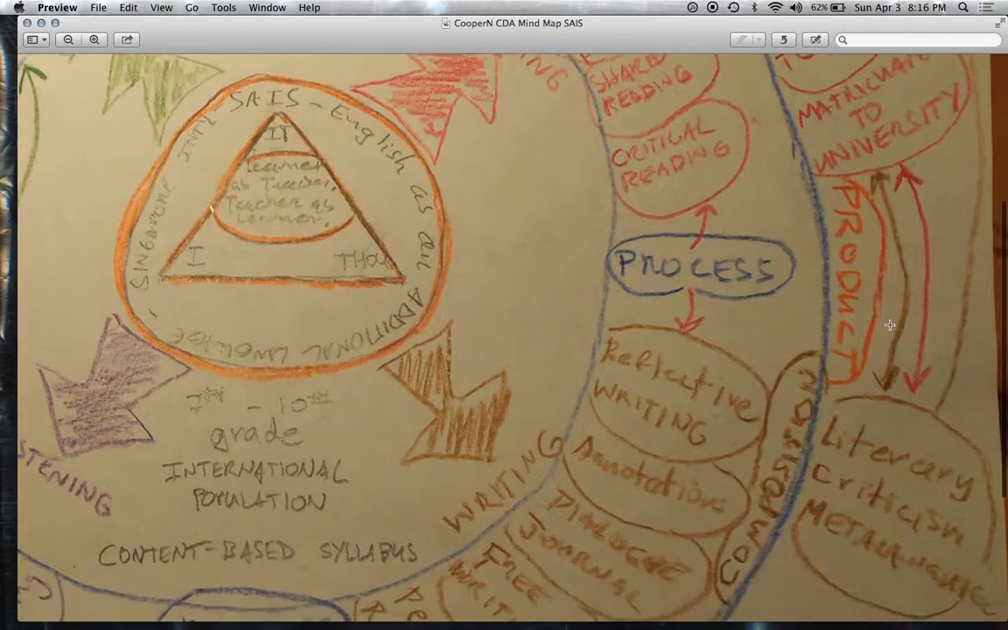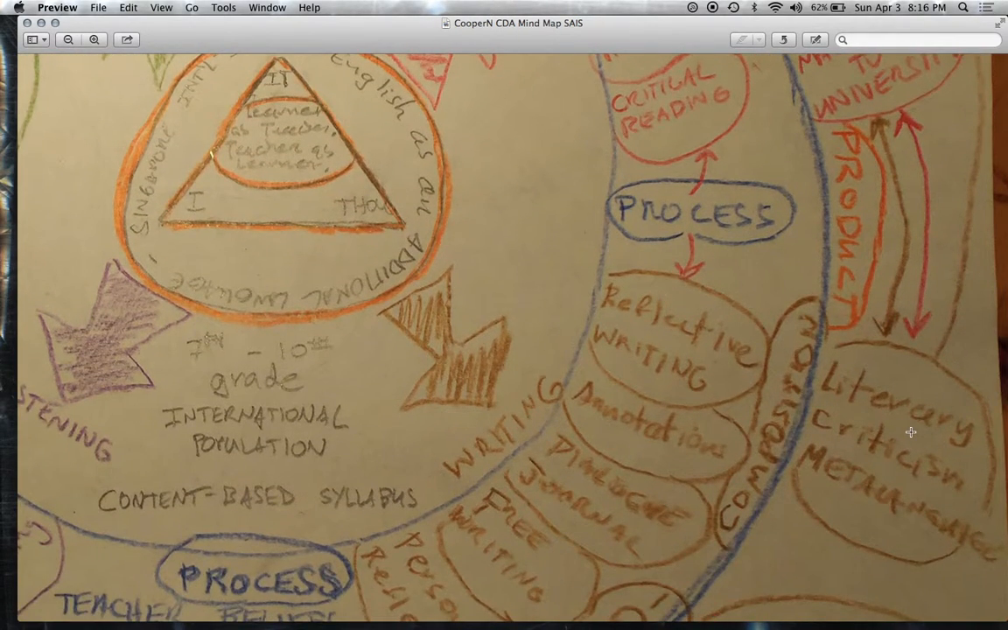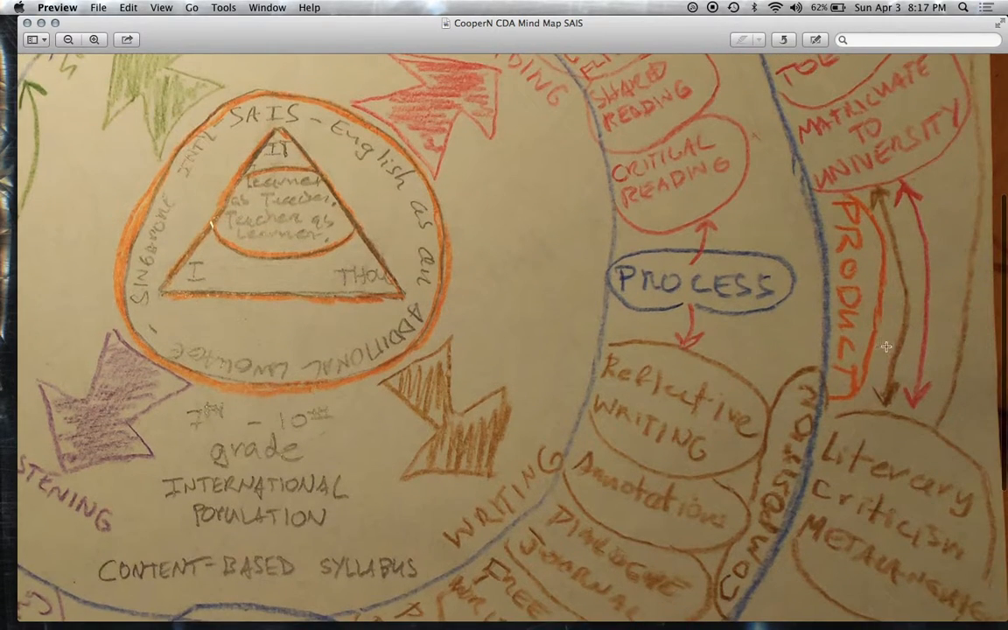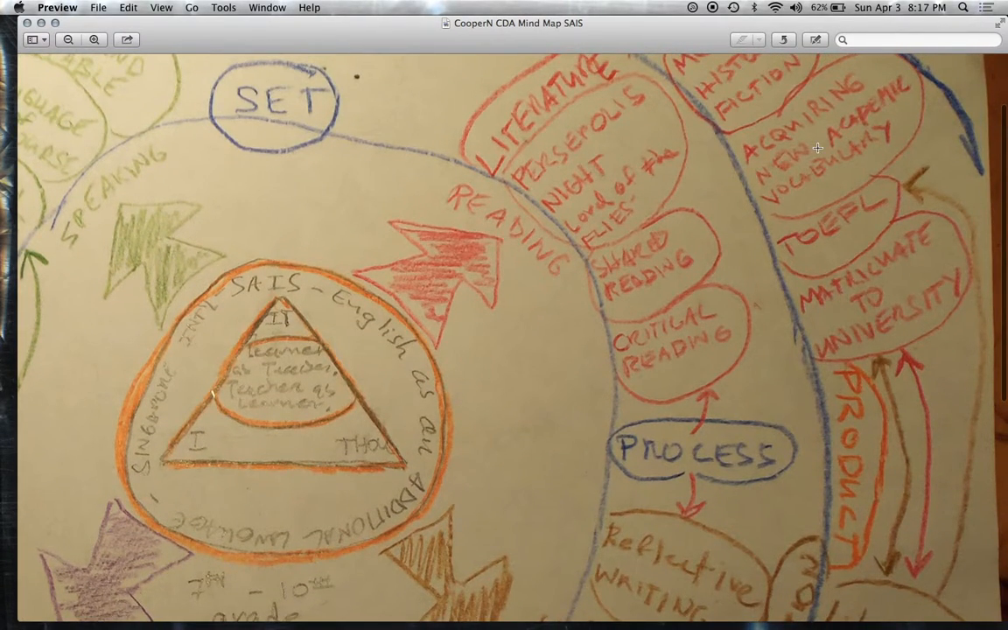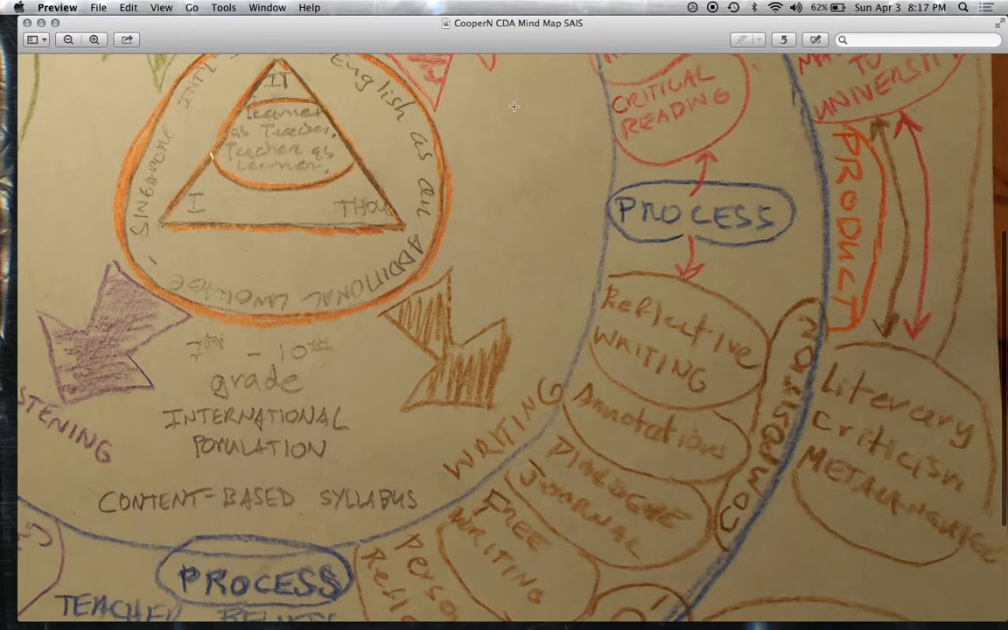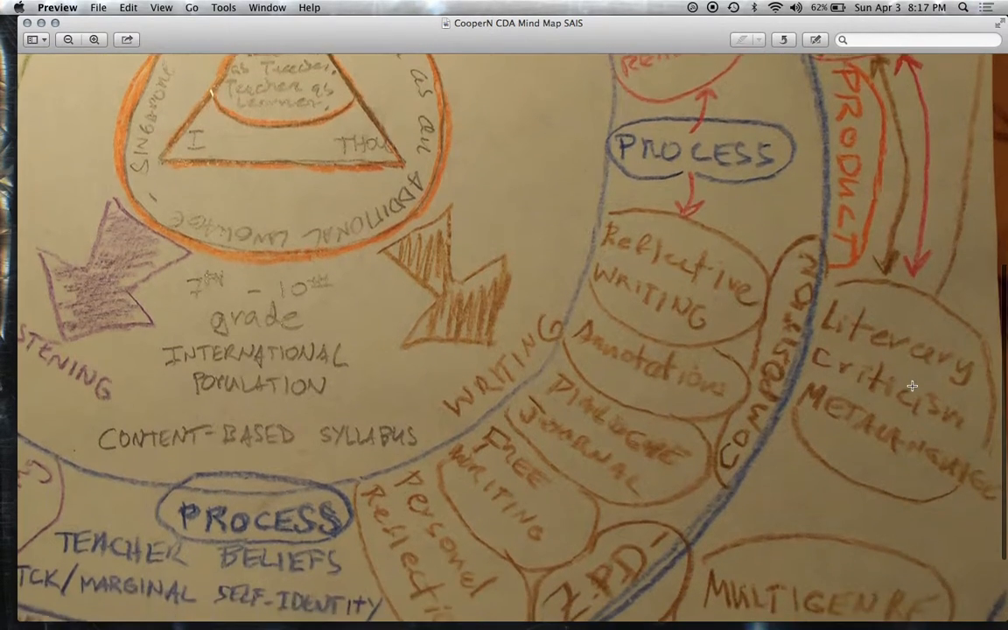These products are connected to writing and the composition. This is lit-crit meta-language, the language used to talk about literature. They need to have this in order to matriculate to university, in order to pass the TOEFL. This is new vocabulary, so it satisfies both of these two skills.